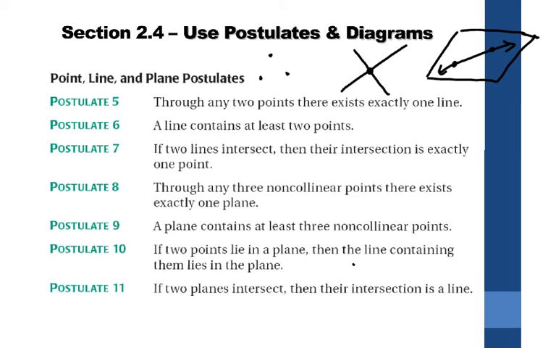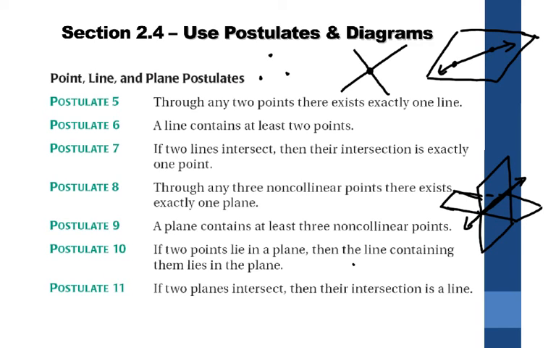Now postulate 11. If 2 planes intersect, their intersection is a line. Well, we've kind of looked at that before in the previous chapter, but here we go. I'm going to draw it out for you. Okay, so there appears a rough sketch of 2 planes intersecting each other that I have right here. And it's saying if these 2 planes intersect each other, then they intersect each other at a line. And that is true. It's right there. They intersect each other at a line. So there are the point line plane postulates.